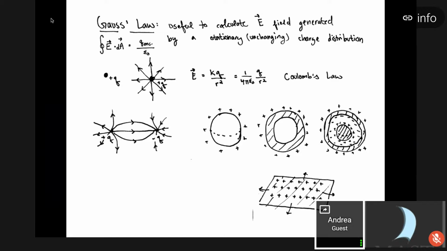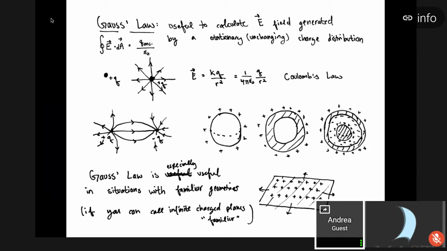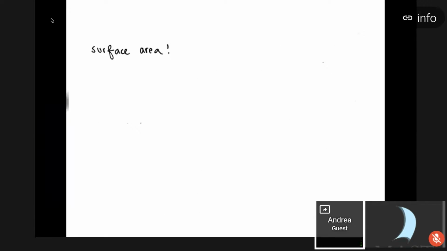I just want to quickly, before I delve into more on Gauss's law, explain the situations in E&M, especially in AP Physics C, where you want to employ Gauss's law. And those are ones with familiar geometries, if you can call an infinitely charged plane familiar. Why this emphasis on geometry? That's because most Gauss's law problems really just come down to calculating surface area.